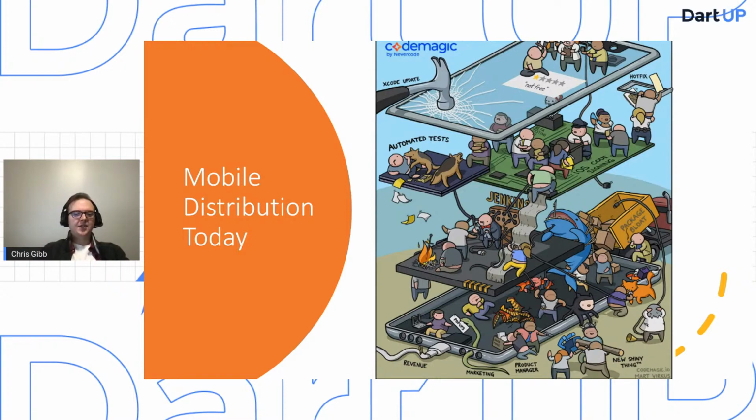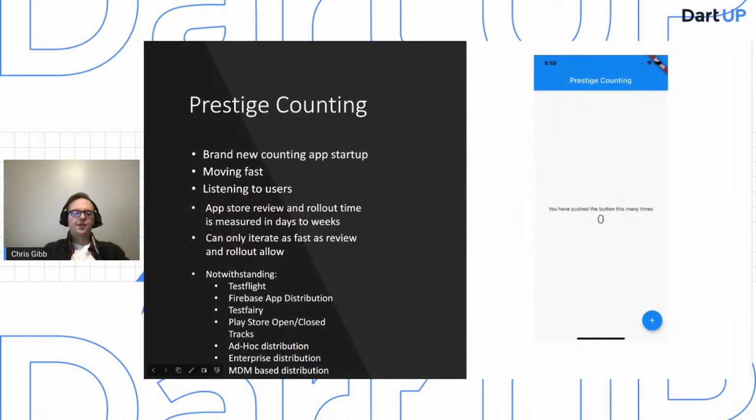So let's try to frame this with an example. So let's consider a brand new counting app startup, Prestige Counting. Say we're moving fast, we're listening to our users, we are trying desperately to find product market fit in the US market. No matter how fast our development team is iterating on the feedback from our users and releasing updates, our iteration time is only as fast as App Store review and rollout will allow for, right?